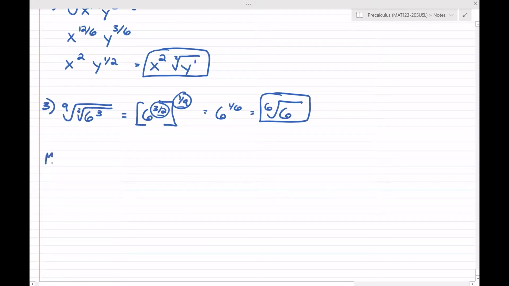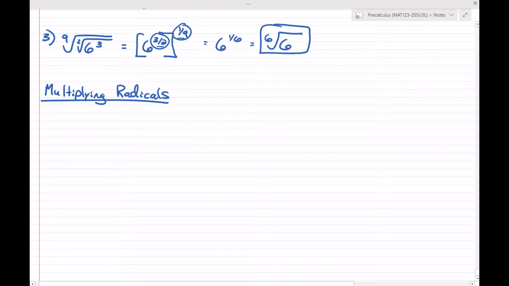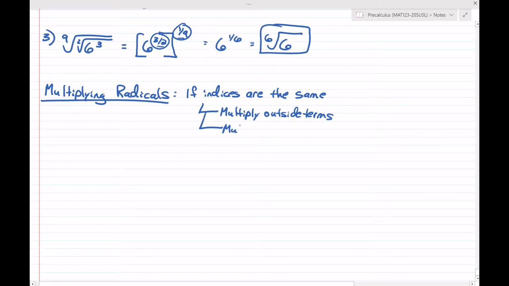Next, let's talk about how to multiply radicals. When we're multiplying radicals, it's the same thing as with anything else, but you want to multiply the outside numbers. So let me say it like this. If the indices are the same, then you multiply the outside terms and you multiply the radicands.